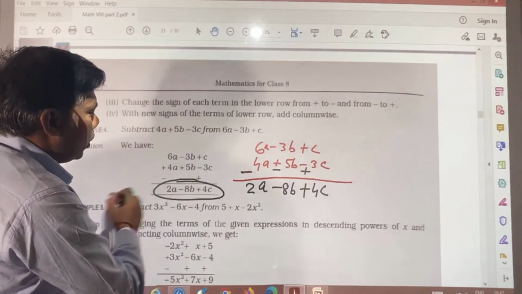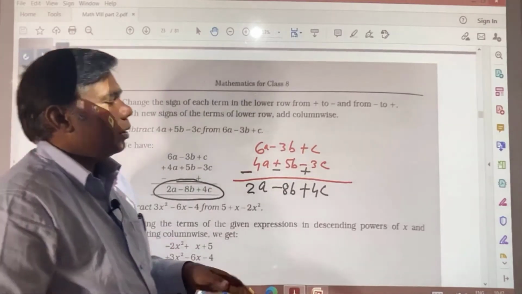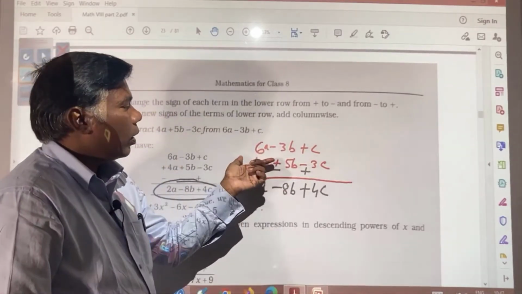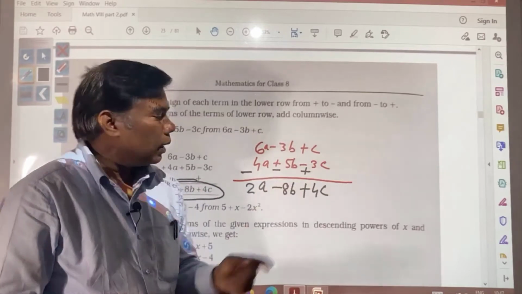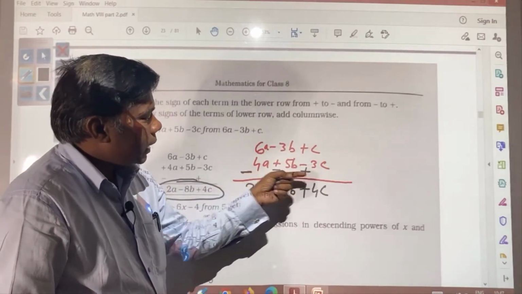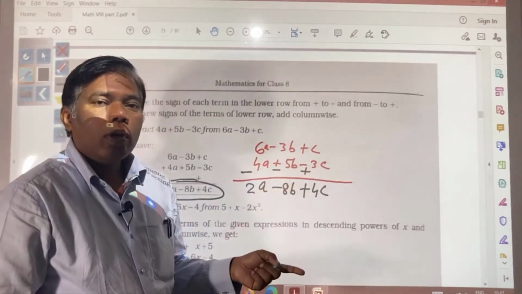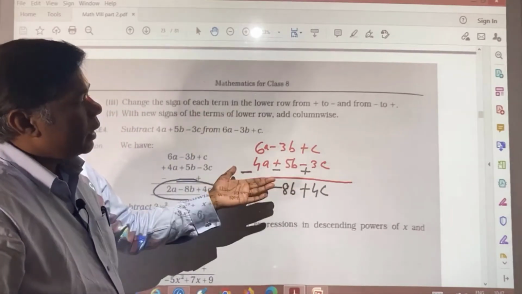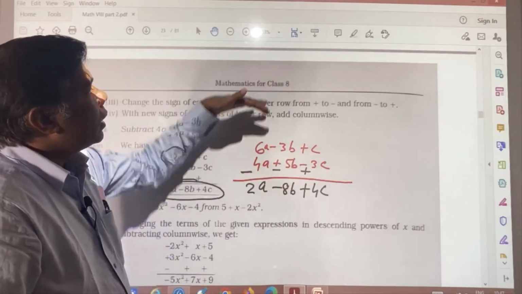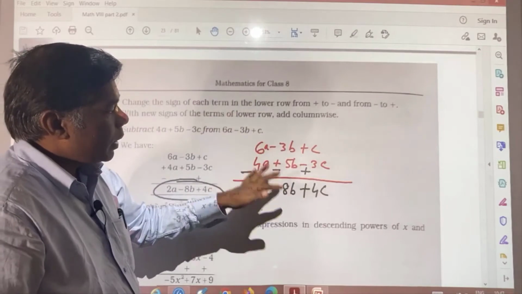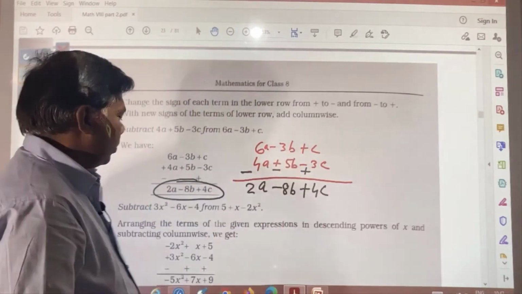Here you see, in this way this is required to be done. So first of all, in proper order that is required to be arranged. Sign is required to be changed in the lower row, and then addition is required to be done. As in addition we do, the same thing is required to be followed.